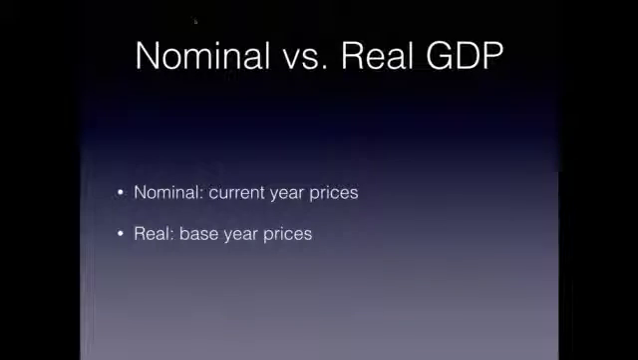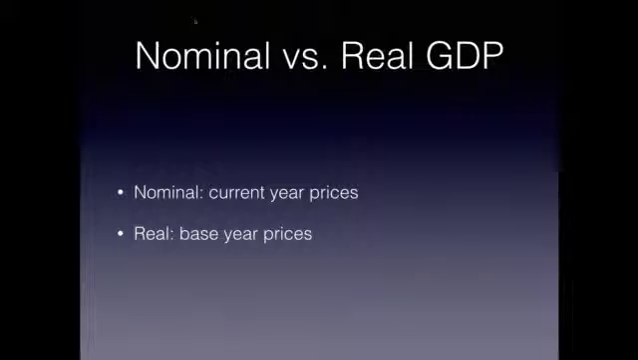Same thing would hold for 2011. We would have the output that was produced in 2011, and we would look at the prices that those commodities sold for or the services sold for in 2011. So when you move from year to year, 2010, 2011, and 2012, the prices change depending upon the year that you're calculating for nominal GDP.